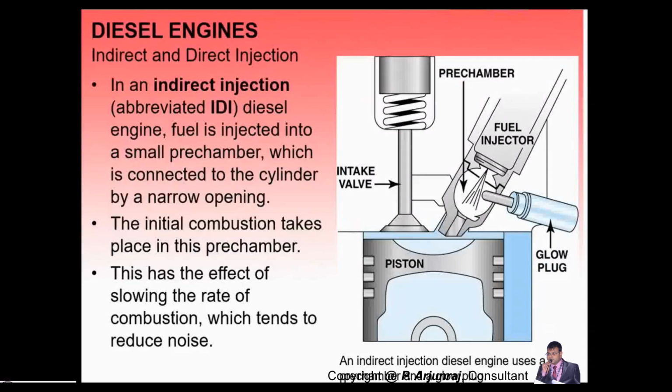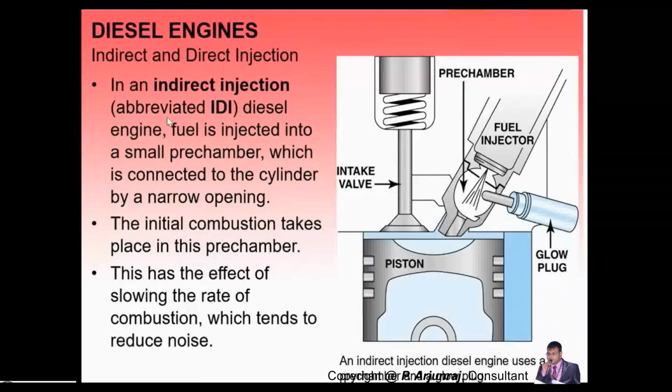This is the typical layout of an indirect injection in a diesel engine. It uses a pre-chamber. This is the pre-chamber, and again the glow plug. So we will see about the glow plug. What is the glow plug? Basically, a glow plug is a heating element. It will heat the fuel.